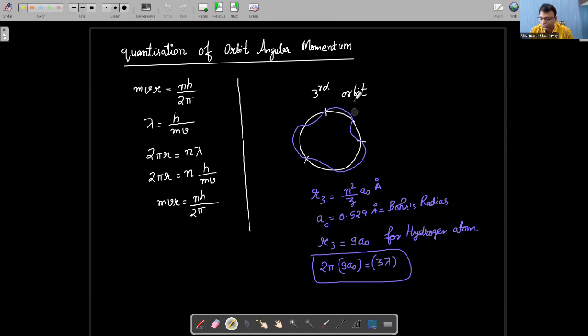And we know that 2 pi r is equal to n lambda. The value of n is equal to 3, and we want to calculate lambda in terms of Bohr's radius. So from here, we can calculate that. This concept is used in many questions, right? That path difference is an integral multiple of lambda. So the point is, in the nth orbit, the number of waves is equal to the orbit number.